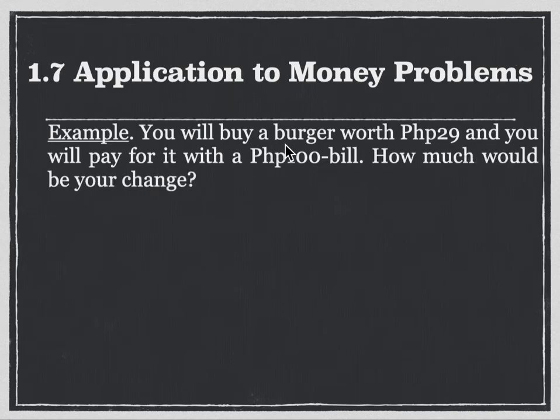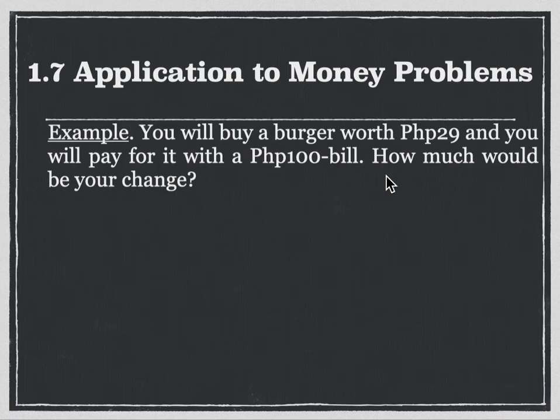That's your Nikhilam Sutra. So as an example, you will buy, for instance, a burger worth 29 pesos and you will pay for it with a 100 peso bill. How much would be your change? So this is very simple. And mentally, when you are in a burger junction, you don't have a piece of paper to solve for it, right? You do it in your head. So usually what you do in your head is that you have a 100 peso bill. You're going to minus that by 29 and you're going to do it the old-fashioned way.